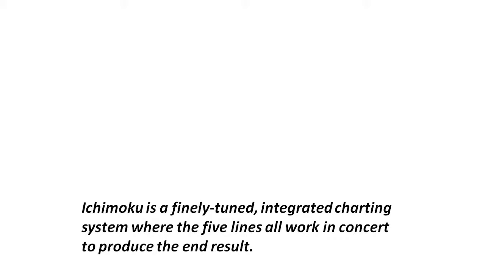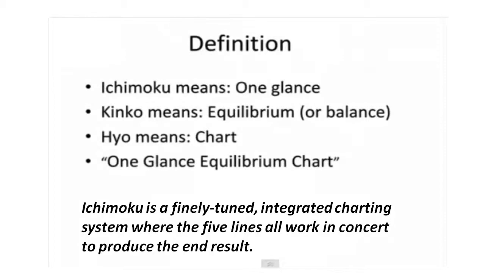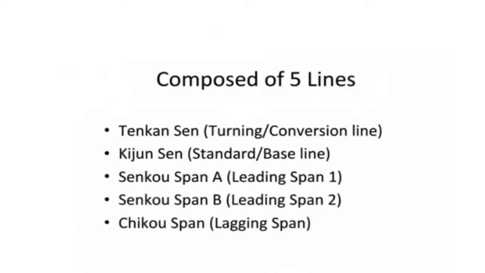Ichimoku is a very finely tuned integrated charting system where all 5 lines I'm going to discuss work in concert to produce the end result. Ichimoku means one glance, Kinko means equilibrium or balance, and Hyo means chart. It's composed of 5 lines: Tenkan-sen, Kijun-sen, Senkou span A and B, and Chikou. Tenkan-sen is the faster of the 2 lines. Senkou span A and B actually make up the Kumo, or the cloud that you see very distinctively across the screen, and Chikou is a signal line projected behind price.